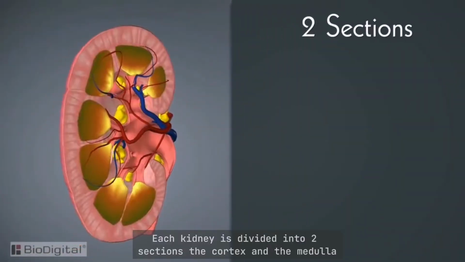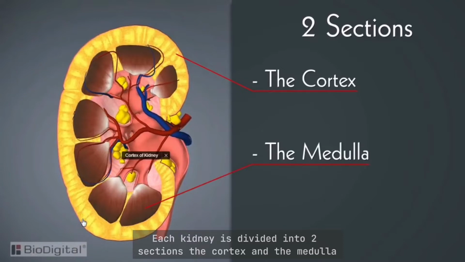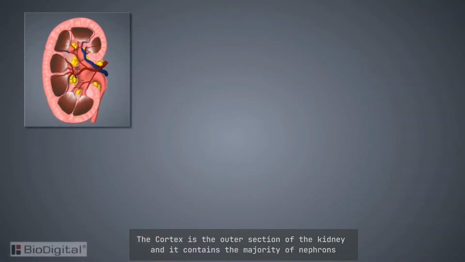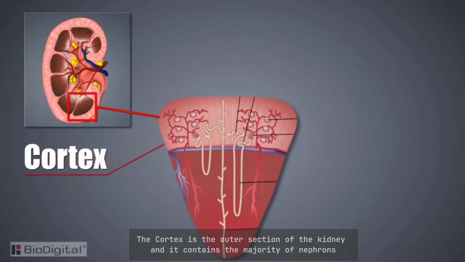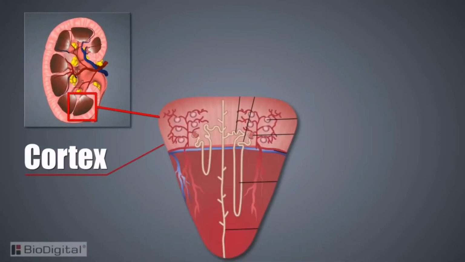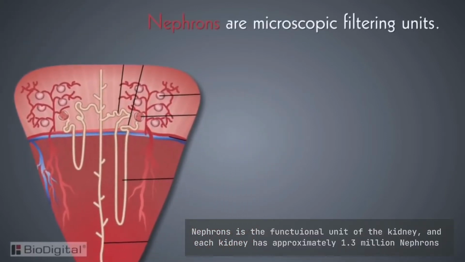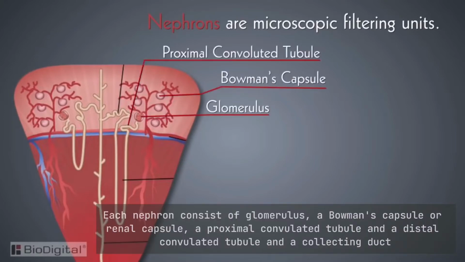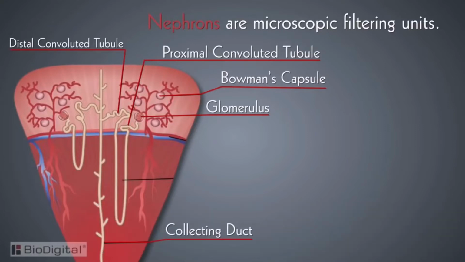Each kidney is divided into 2 sections, the cortex and the medulla. The cortex is the outer section of the kidney, and it contains the majority of nephrons. The nephron is the functional unit of the kidney, and each kidney has approximately 1.3 million nephrons. Each nephron consists of a glomerulus, a Bowman's capsule or renal capsule, a proximal convoluted tubule, a distal convoluted tubule, and a collecting duct.